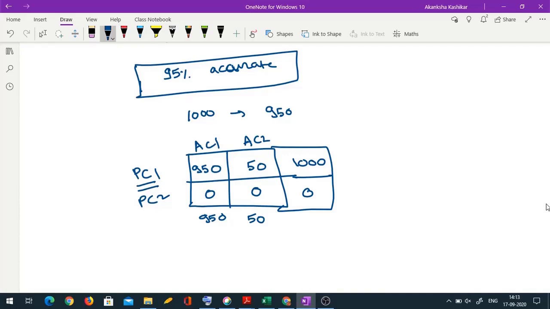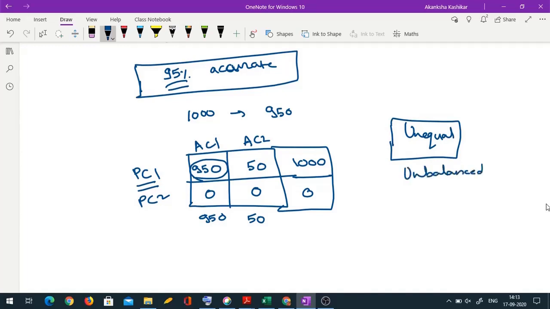And still, because my class 1 was very dominant, I am getting 95% accuracy even with such a dumb rule, putting everyone in class 1. This is really a dumb rule, but still I am getting 95% accuracy. Why? Because the class sizes are unequal. Hence, accuracy as a measure of performance has serious limitations, especially when you have unequal or what they call unbalanced class sizes. So what do we do?